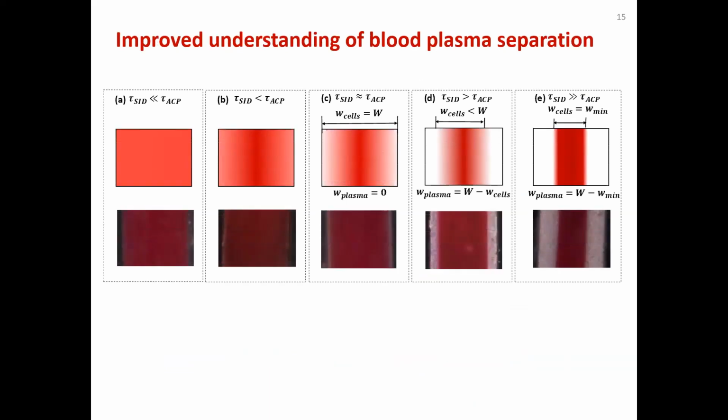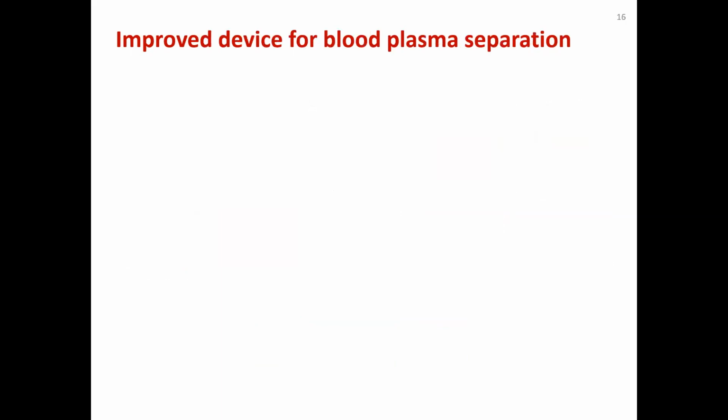So what we understood is that in the limit of very small shear-induced diffusion timescale as compared to the acoustophoretic timescale, you won't be able to focus the dense suspension at all. That means your focused width will cover the entire width of the channel itself. Whereas if you go to the other extreme, where the shear-induced diffusion timescale is much greater than the acoustophoretic timescale, you would be able to nicely focus them into a narrow stream, whereby you will be able to extract a large amount of plasma from blood.